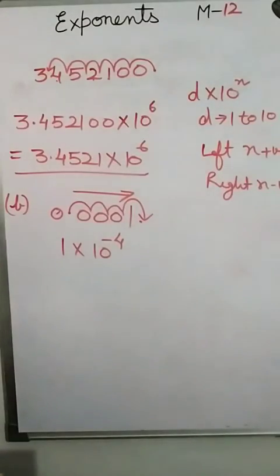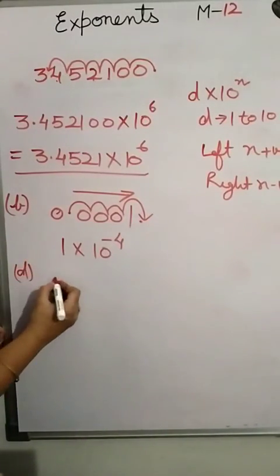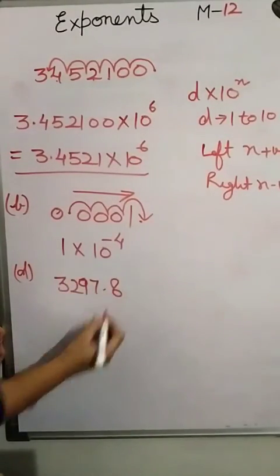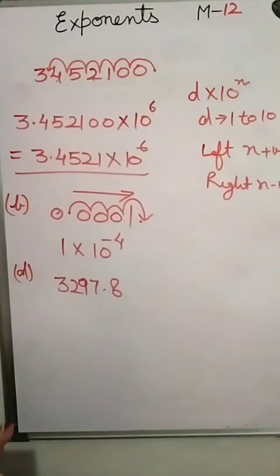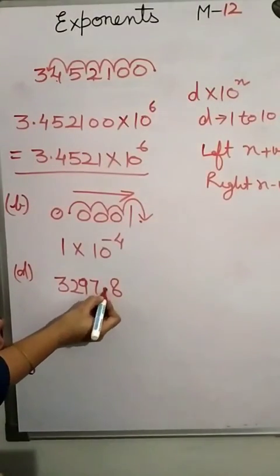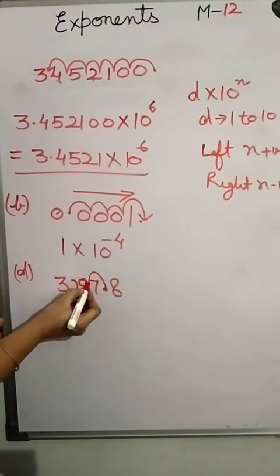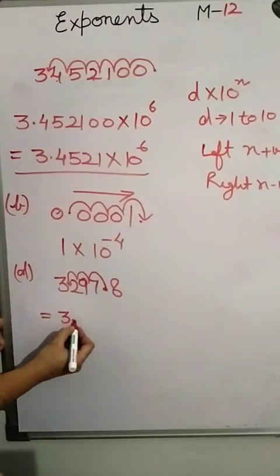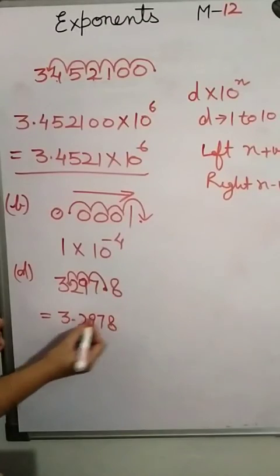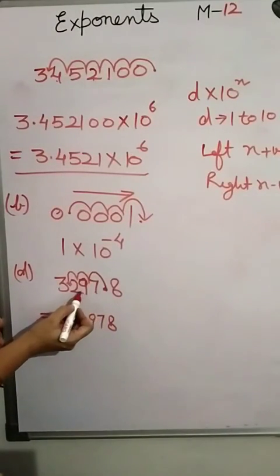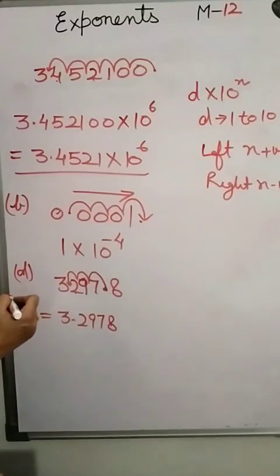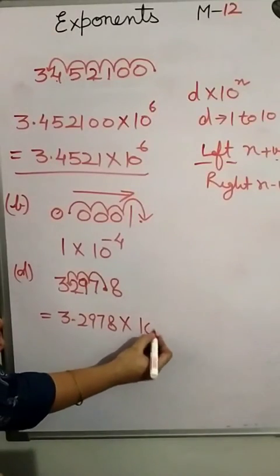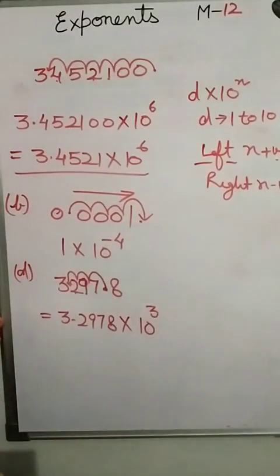I am explaining you one more question, that is D part 3297.8. Here again we find the answer. Now just look at here. Here again decimal is already here. So we shift our decimal 1, 2, 3 at this place. So the answer is 3.2978. How many places we shifted? 1, 2, 3. 3 places left. Left means positive. So 10 to the power 3. So this is the answer. Okay everyone?